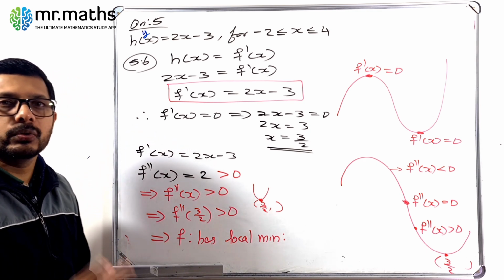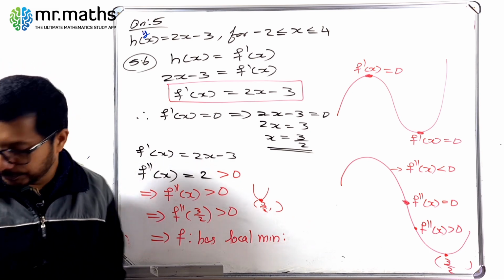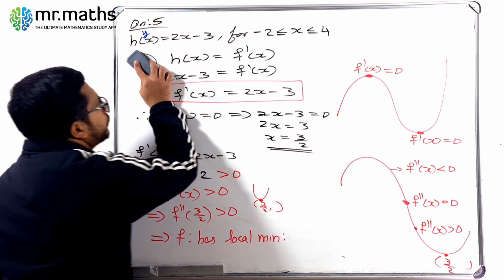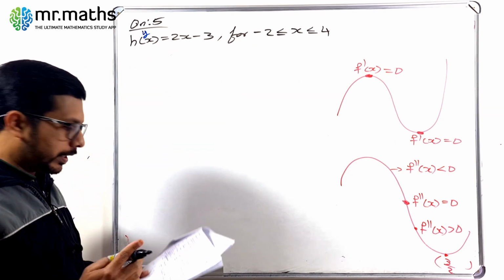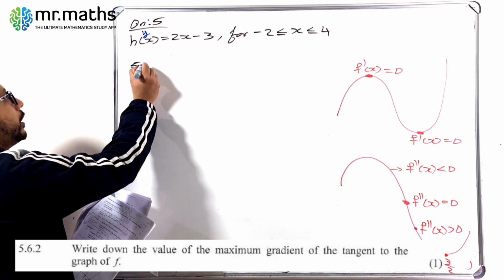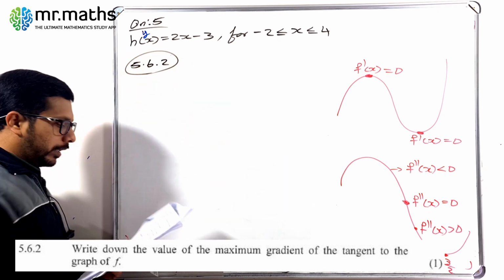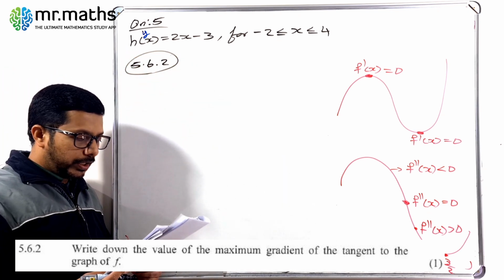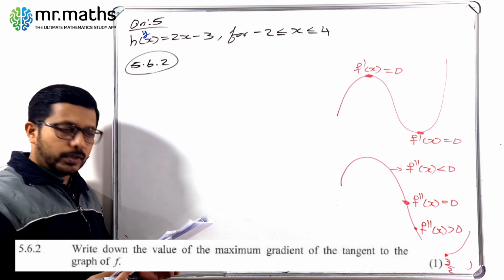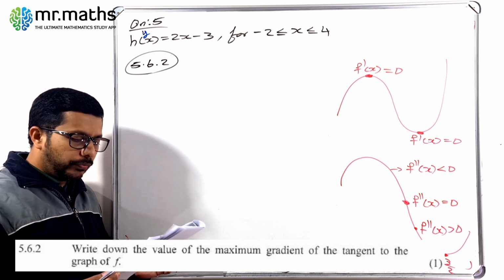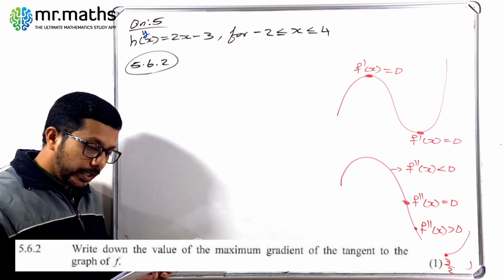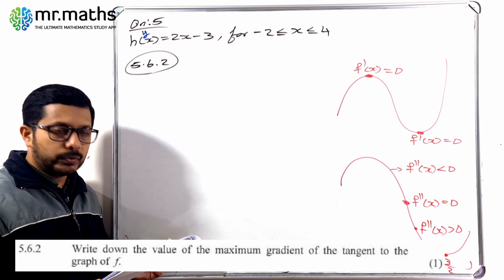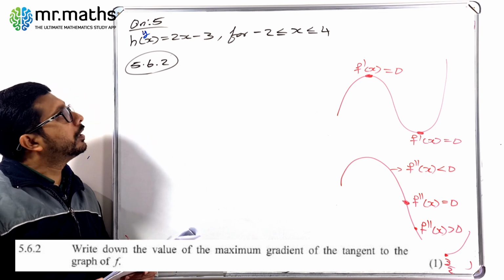Now let's go to question number 5.6.2. What is that question? Write down the value of the maximum gradient of the tangent to the graph of f. What is this f graph?